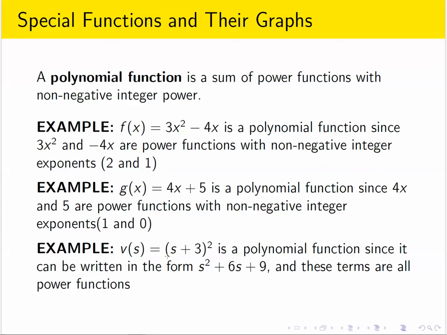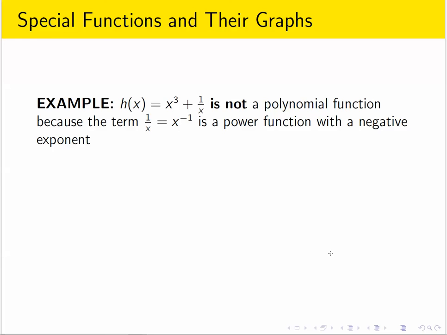S plus 3 quantity squared is also a polynomial. You can write it in a different form. If you expand this, S plus 3 squared means S plus 3 times S plus 3. And if you expand this out, you get S times S, that's S squared, S times 3, that's 3S, another S times 3, that's where 6S comes from, and 3 times 3 is where 9 comes from. So now we have a power function plus a power function plus a power function. That's a polynomial function.